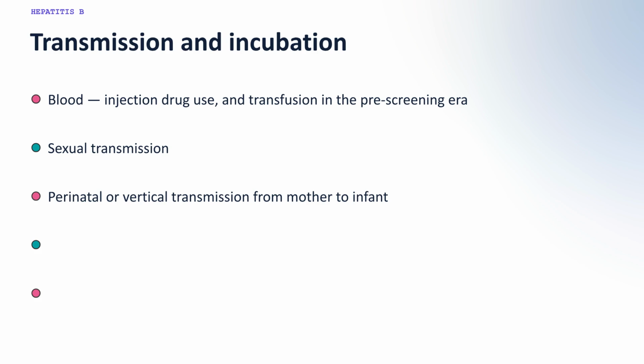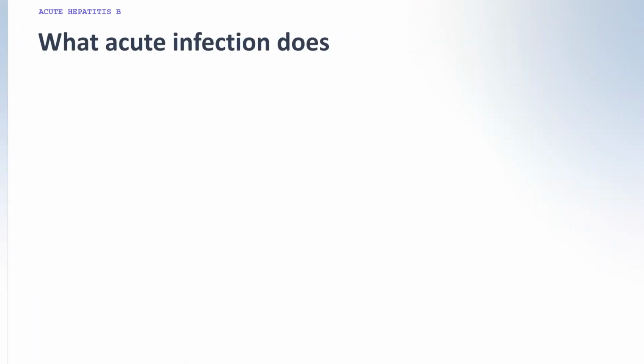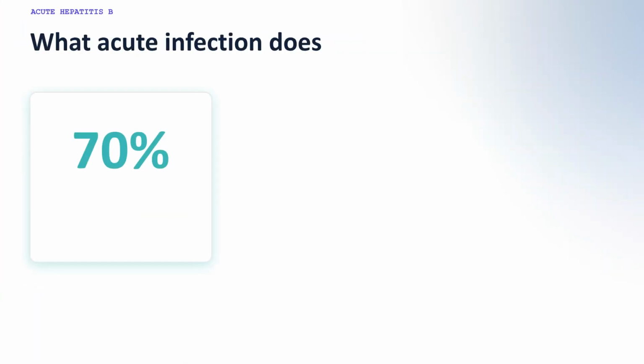The incubation period is long, 6 weeks to 6 months, with a mean of 12 to 14 weeks. And that long incubation is exactly why patients often cannot recall an exposure. By the time they are jaundiced, the event is 3 months behind them. Acute hepatitis B is silent in about 70% of people. They never know they had it.